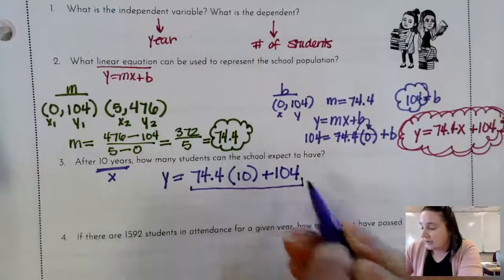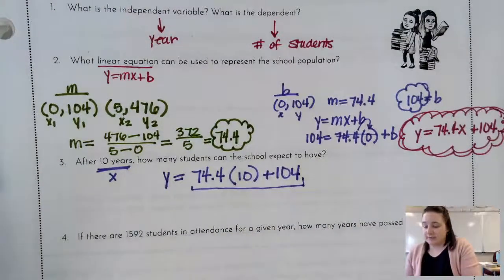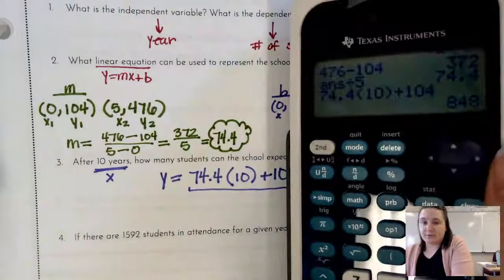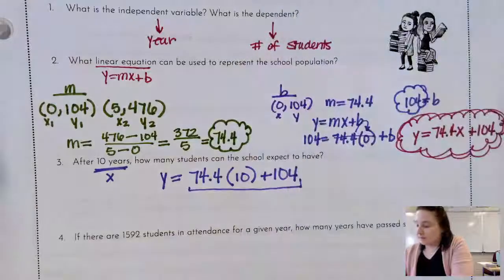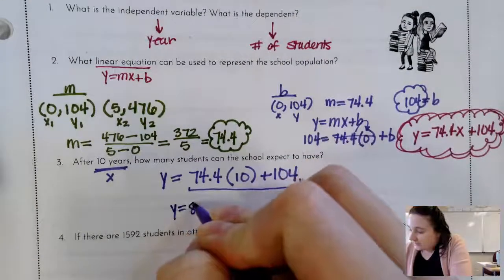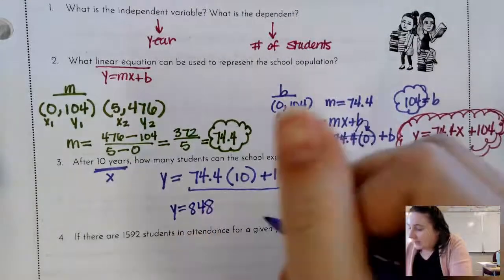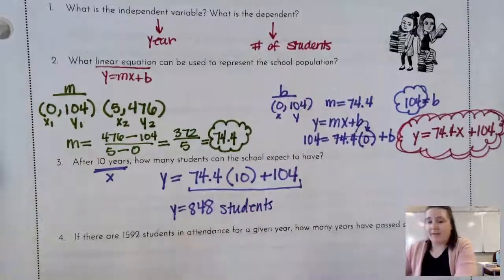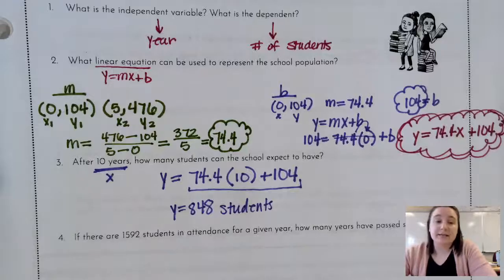And I can type all that in a calculator just as it is written. So I know that the lighting's pretty bad for the calculator, but if I type that all in, I get 848. So y equals 848. And I want to add a label. So we can expect to have 848 students in year 10.